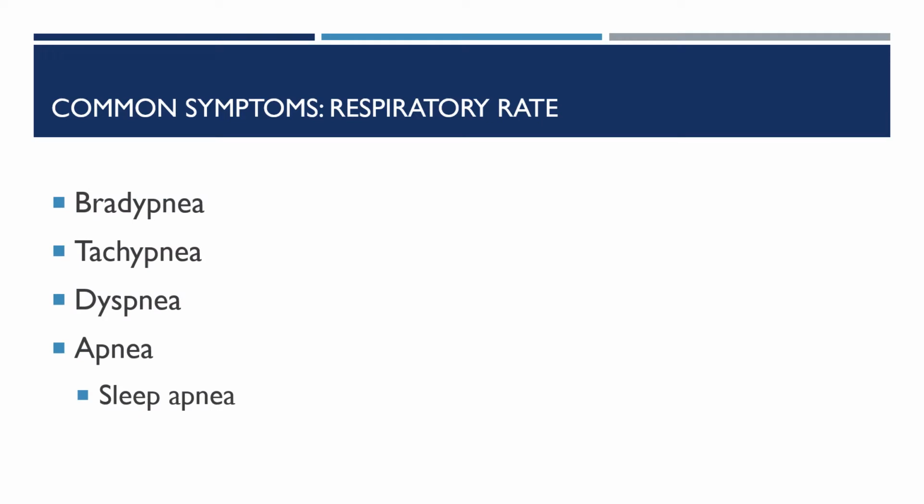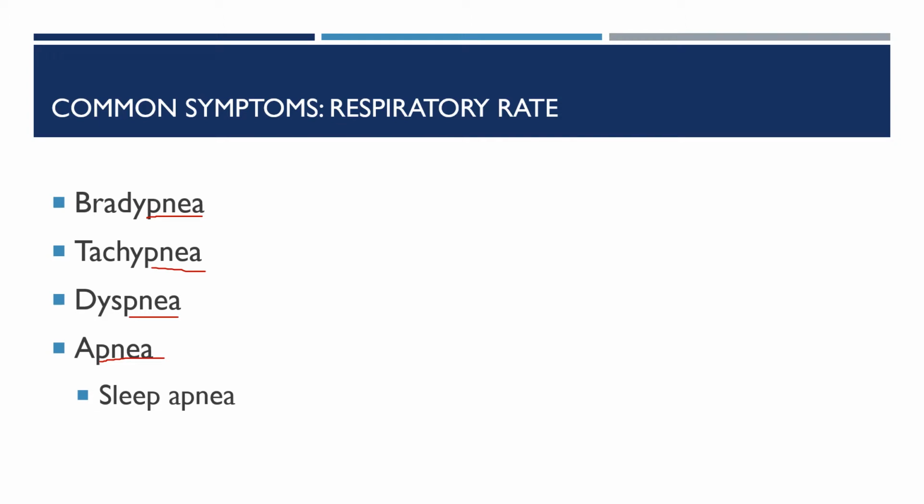So let's first take a look at the common symptoms related to respiratory rate. These are symptoms, not necessarily specific diseases, but you will see them associated with certain diseases. Remember, a symptom is something that we can see that our clients might be exhibiting. And these are all related to how fast or slow someone is breathing. So let's first unpack this and take a look at this root, PNEA.